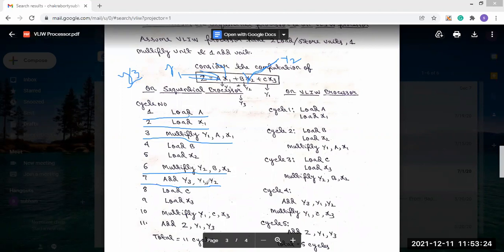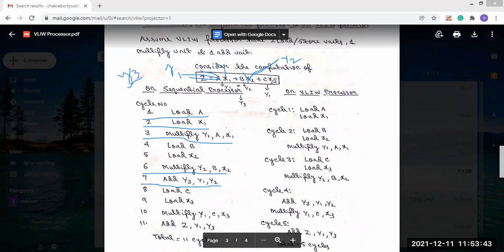Add Y3, Y1, Y2. That means adding the values stored in Y1 and Y2, and after adding, we are storing that value into Y3. So this is what we have performed in the seventh clock cycle.